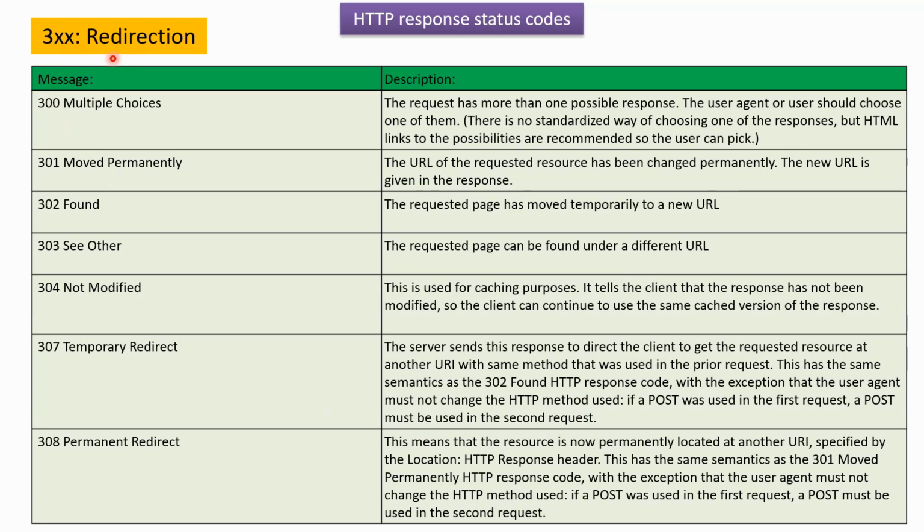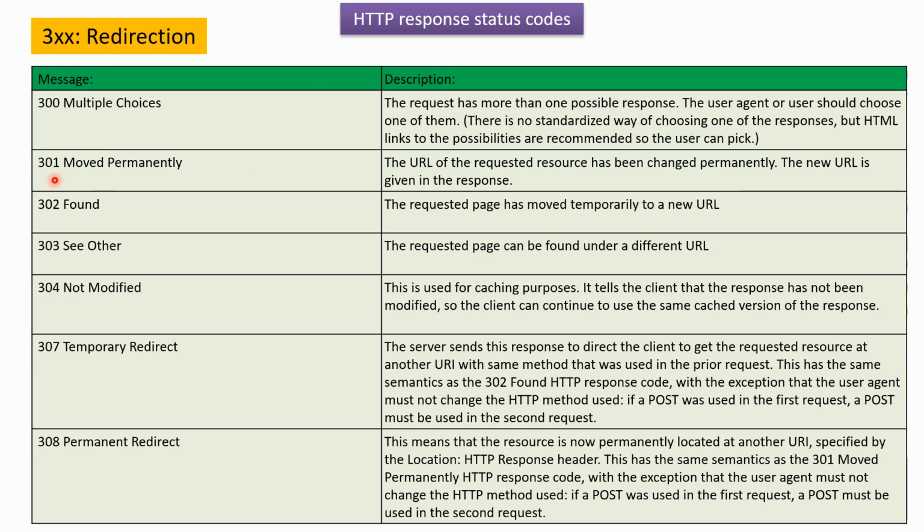300 series, which is nothing but redirection. HTTP status code 300, which is nothing but multiple choices. The request has more than one possible response. The user agent or user should choose one of them.